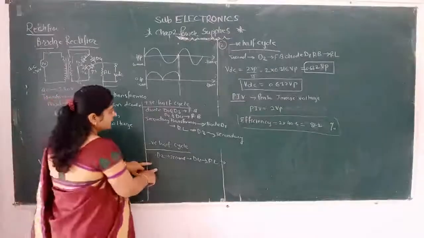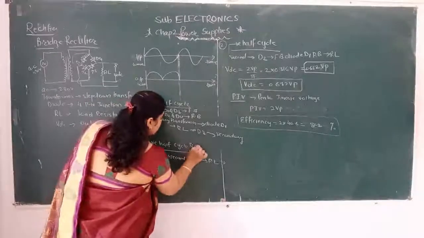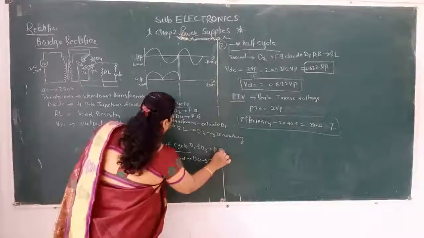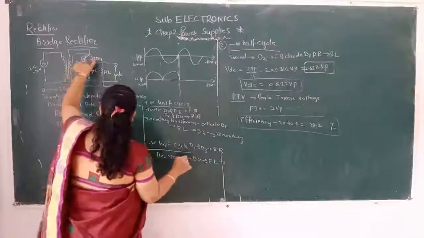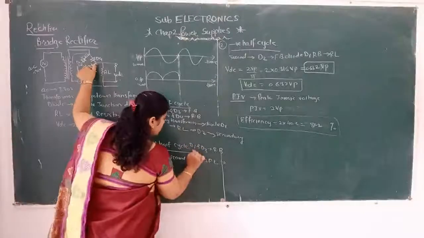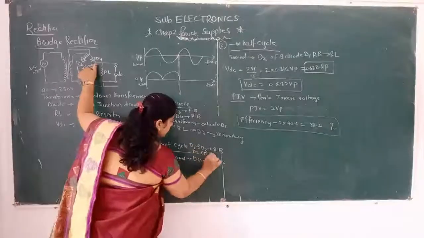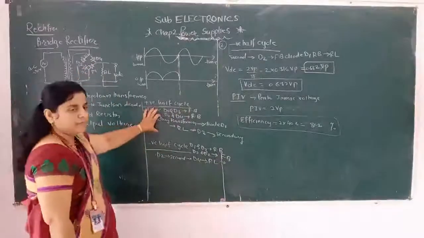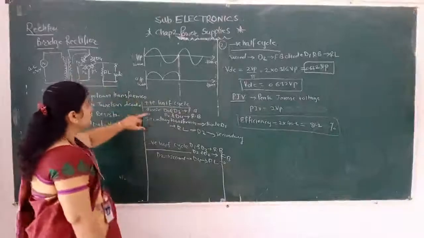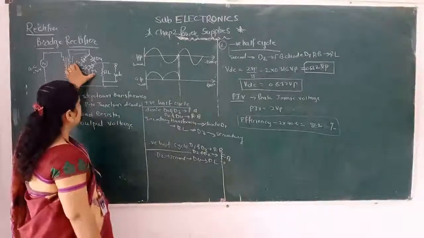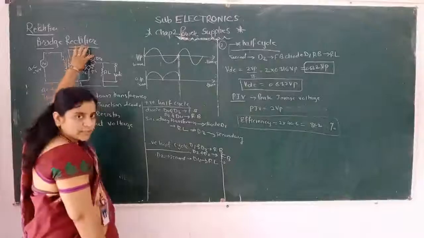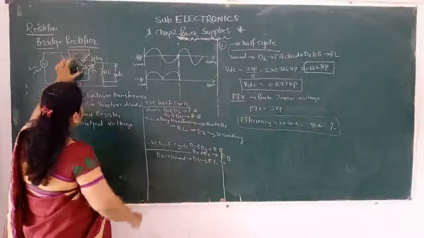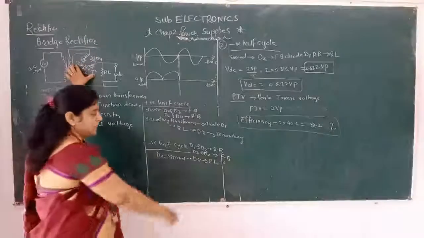At that time, in the negative half cycle, what happened? D1 and D3 will be reverse biased, and D2 and D4 will be forward biased. Okay, exactly opposite of this. In the positive half cycle, D1 and D3 are forward biased. At that time D2 and D4 were reverse biased, and D2 and D4 are forward biased in the negative half cycle, and D1 and D3 will be reverse biased.